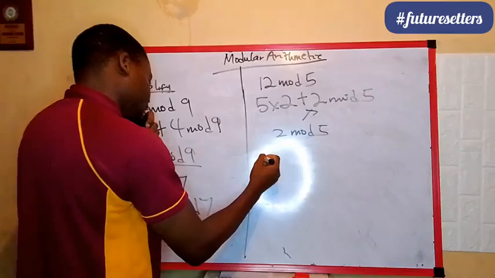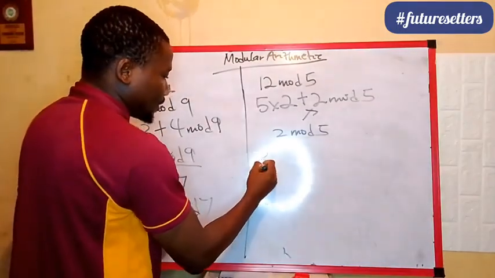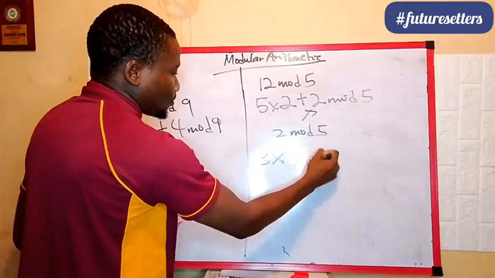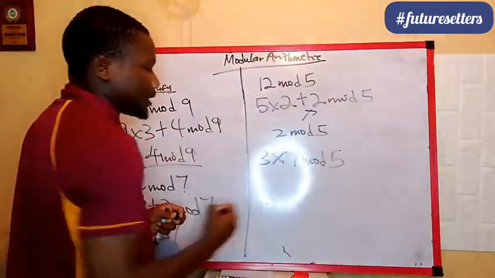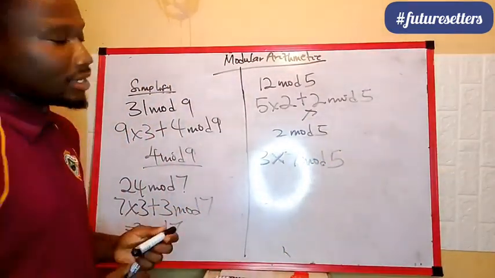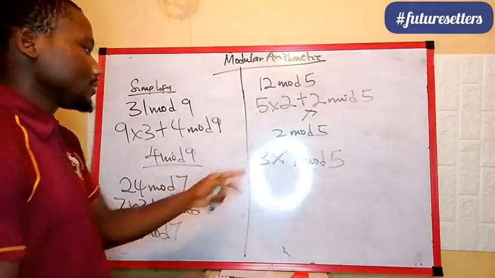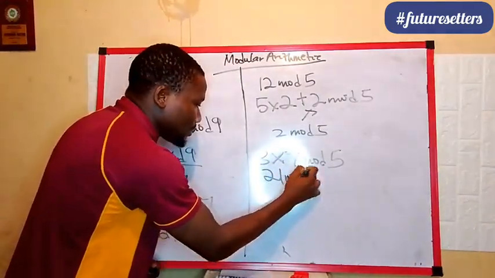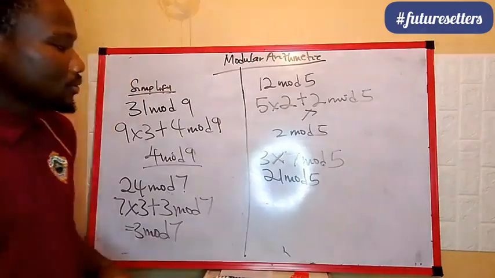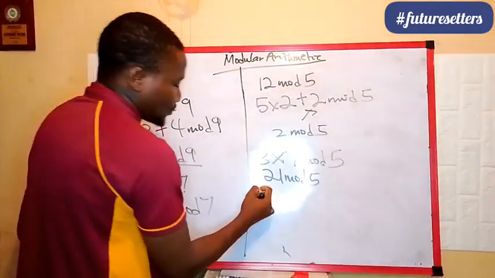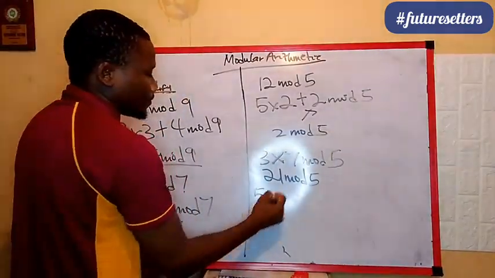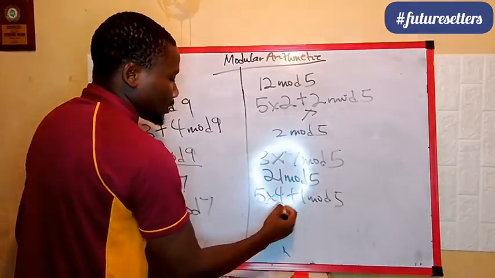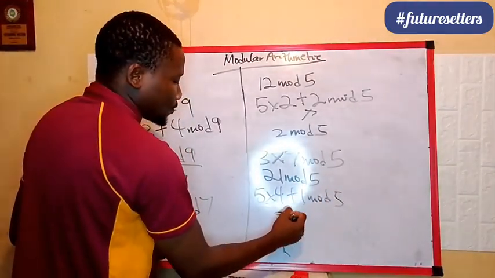Let's say we have multiplication. We have 3 times 7 mod 5, for example. Whenever you have 3 times 7 mod 5, 3 times 7 is what? 21. You just multiply it normally. 21 mod 5 is going to give you 5 times 4 plus 1 mod 5. What's 5 times 4? 20 plus 1, 21. So our answer is going to give you 1 mod 5.